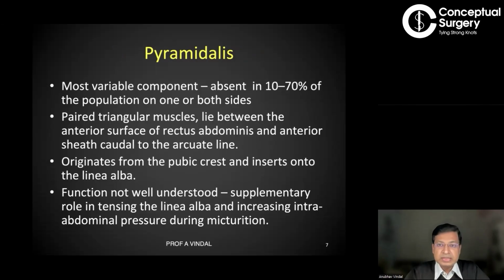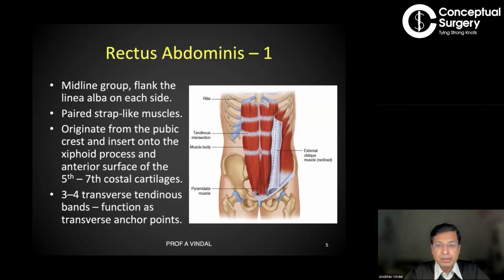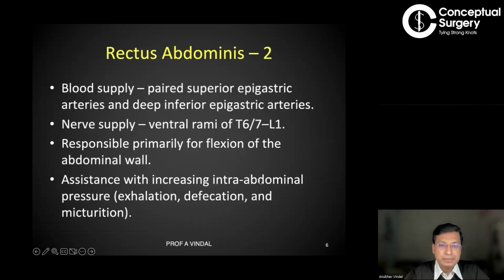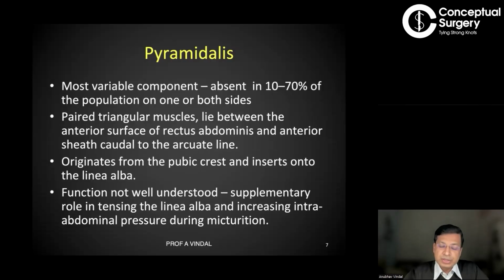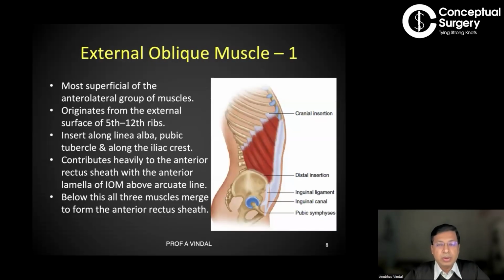Now, it originates caudally from the pubic crest. So these are the small pyramidalis muscles. They originate inferiorly from the pubic crest and insert into the linea alba. The function of this inconsistent muscle is not well understood, and therefore it is not of a very important clinical significance. Now we come on to the lateral muscles, of which the most superficial is the external oblique muscle.